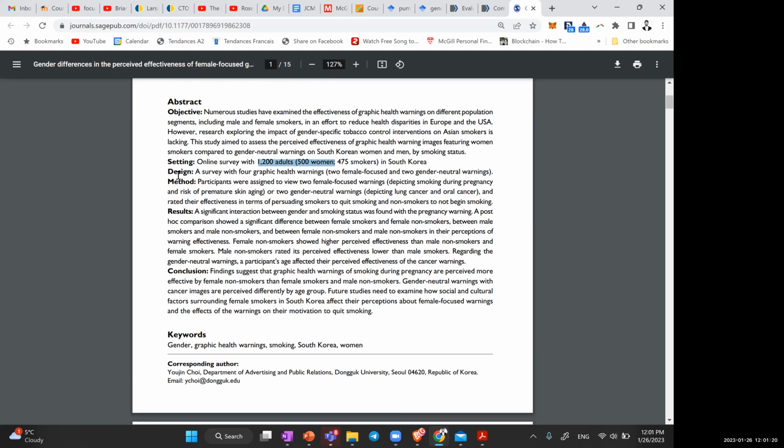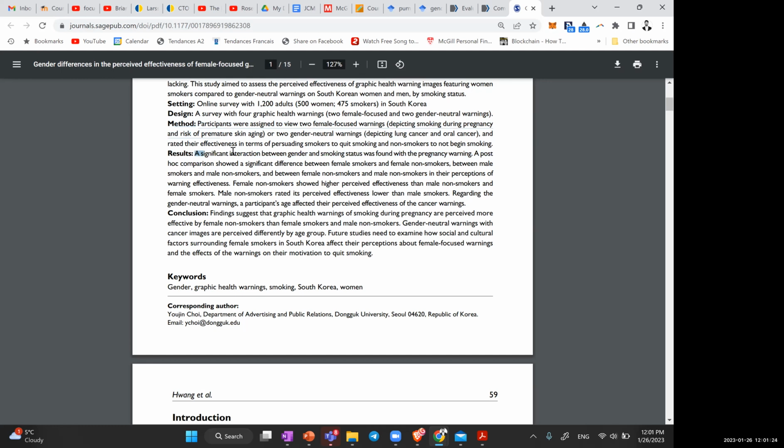So let's go to the results. Here we have the method. I'm not interested. Results. A significant interaction between gender and smoking status was found. So gender plays with smoking status. By the way, I just found a new variable that could be interesting for me. I could ask people about this. What's your smoking status? Never smoked, smoking regularly, smoking socially, and what's the last one? Can you tell me what the last one would be? So we got never smoked, smoking casually, smoking regularly, smoking socially, and recently quit. So these are our options.